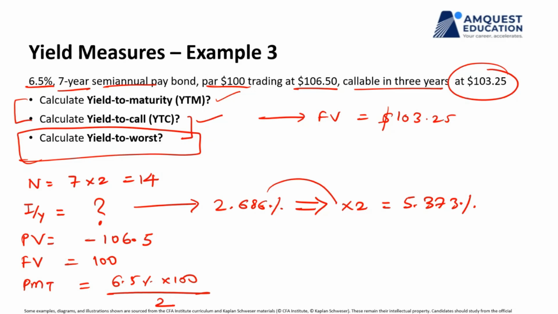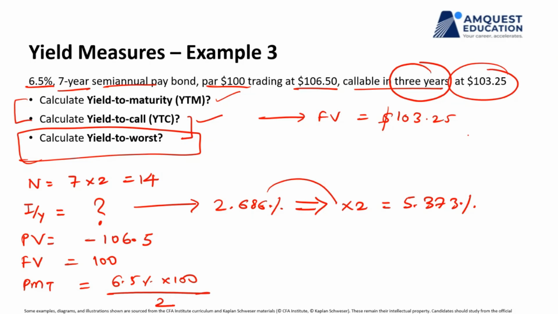So what will change apart from... Think. We are doing yield to call. So what happens when the bond is called? What will happen to the bond? N will change to 6, because what is going to happen if I call the bond after 3 years, the bond is dead. The bond is no more available in the market.